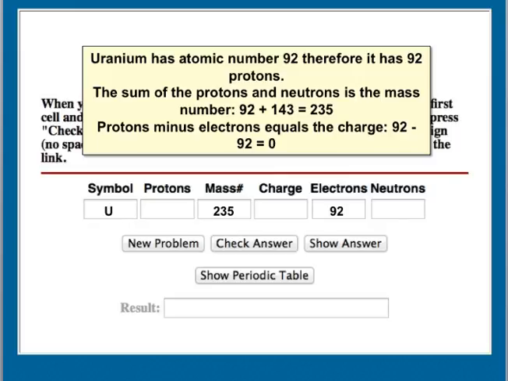If the atomic number is 92, it will have 92 protons. The mass number is 235. So 92 of those are protons. That means that 143 must be neutrons. We are given that we have 92 electrons, we have 92 protons. What's our charge? 0. Same number of both, same number of positives and negatives. We're at 0.